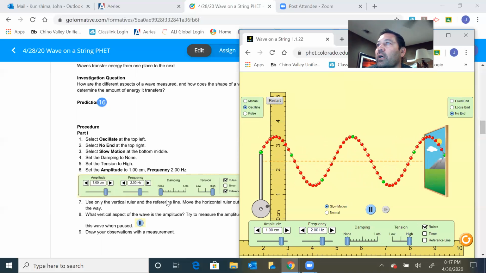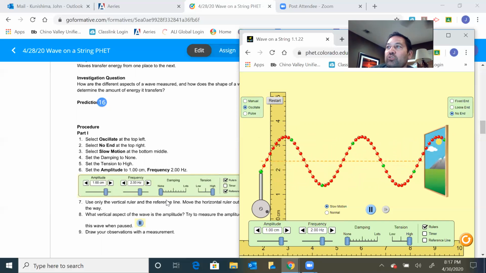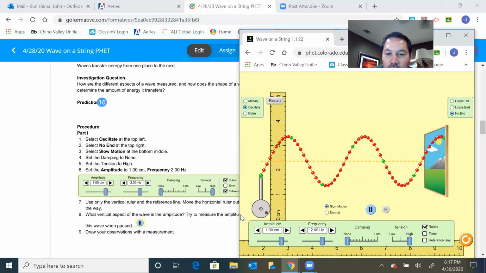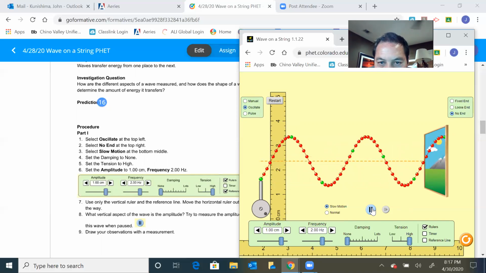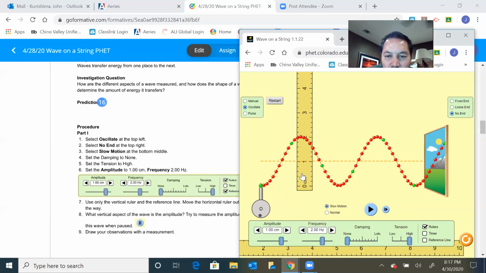Let's see. And what vertical aspect of the wave is the amplitude? Try to measure the amplitude of this wave when paused. Draw your observations with the measurement. So it says right here, go ahead and pause it right there. Now what you want to do is put the 0 mark right at the midline and then go up. And you'll notice it says the amplitude is 1. Well, you actually put the amplitude at 1 centimeter, so that's good.